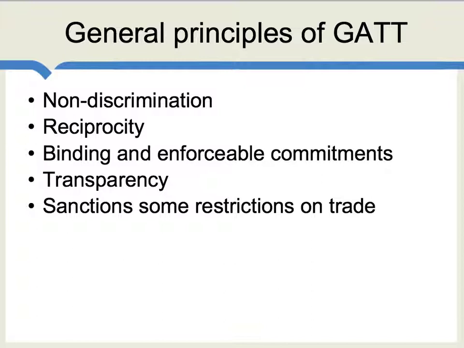Let's look at some of the general principles embodied initially in GATT, and they have essentially been carried over into WTO. First is the idea of non-discrimination, that a trade break or tariff reduction extended to one nation should, as much as possible, be applied to other countries as well. There's the idea of reciprocity, namely that countries would mutually bargain for greater trade and reduction in tariffs. Commitments are considered binding and enforceable, and trade policy is supposed to be as transparent as possible.